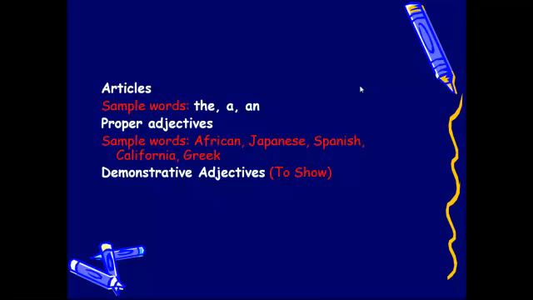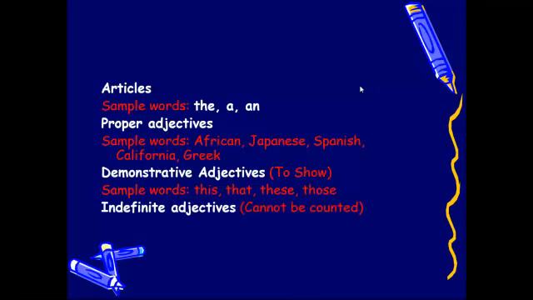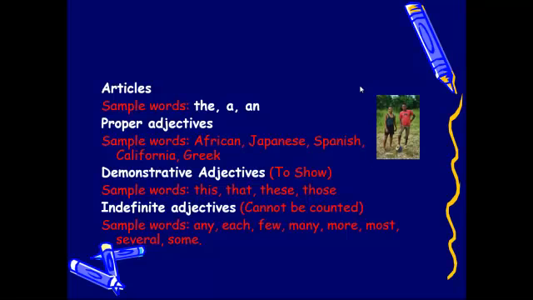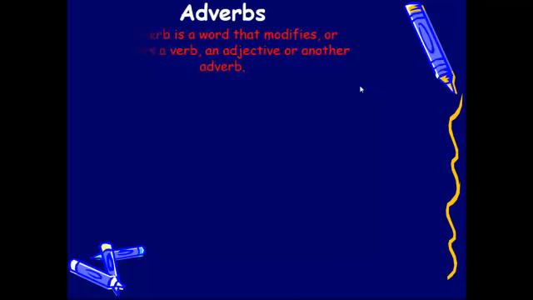Demonstrative adjectives means to show. For example, this, that, these, those. And indefinite adjectives are words that cannot be counted. For example, any, each, few, many, more, most, several, some.